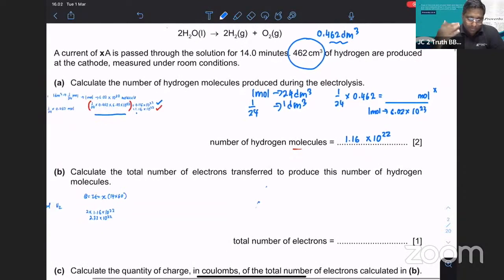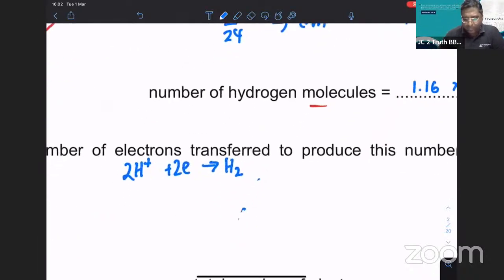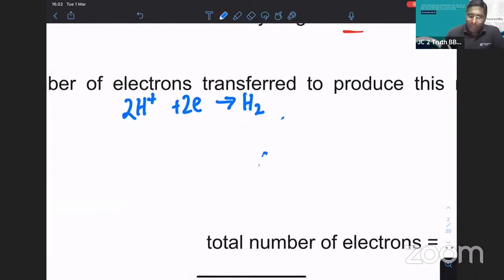Then they are asking you to calculate the total number of electrons transferred to produce this number of hydrogen molecules. Now, you do not need to worry about this entire equation over here, because we are talking about hydrogen. You just need to worry about H plus: you add electron and you get H2. So we are talking about 2 moles of electron, 2 moles of H plus. If you look at the half equation itself, for this certain number of moles, the electrons are going to be twice the number.